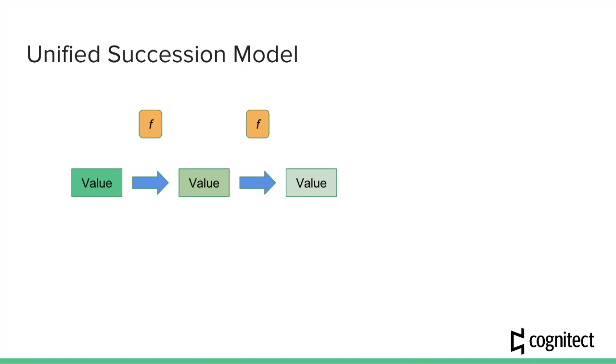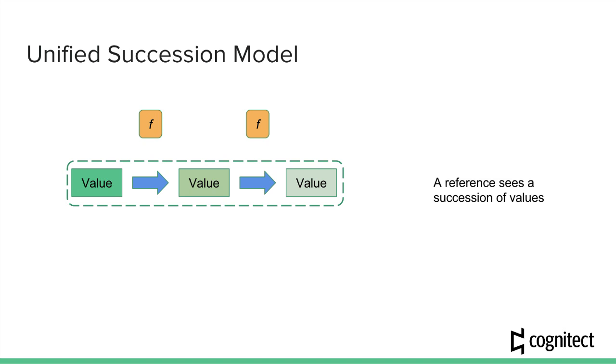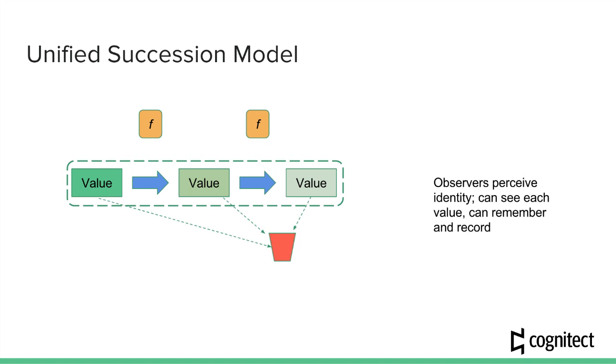If I sort of draw a box around all those values, that's a reference. And a reference sees the succession of values. Observers perceive identity. They have the identity of the reference. And at any point in time, they can get the value at that point in time. So they can see the value, they could remember that value and record that value if they wanted to. And observers don't coordinate in any interesting way.